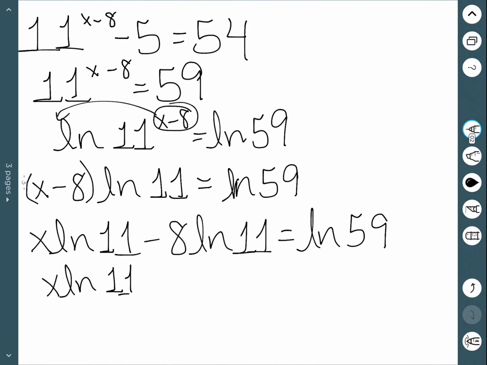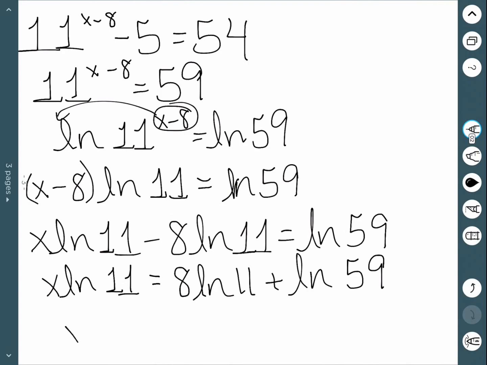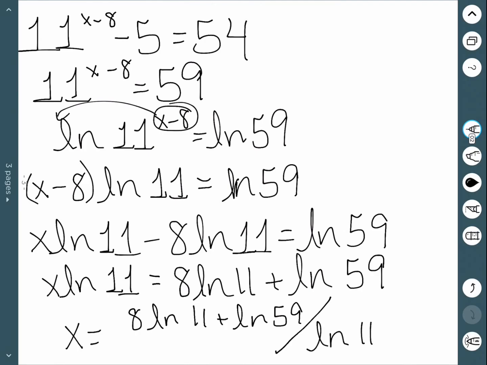We try to isolate the x, so we'll add 8 ln 11 to both sides. So now on the right-hand side, I have 8 ln 11 plus ln of 59. Now when I divide, I have on the right 8 ln 11 plus ln of 59, all divided by ln of 11. So I have my answer. So whenever we have something in the exponent that's not just a single variable, make sure you distribute your natural log, and then we can solve just like we usually would.